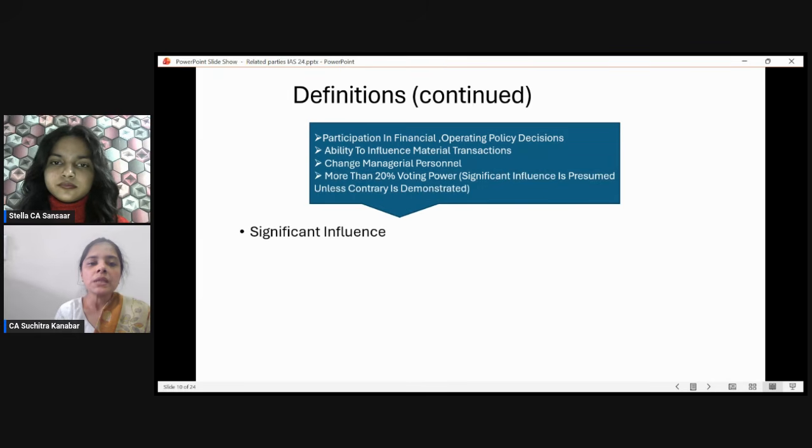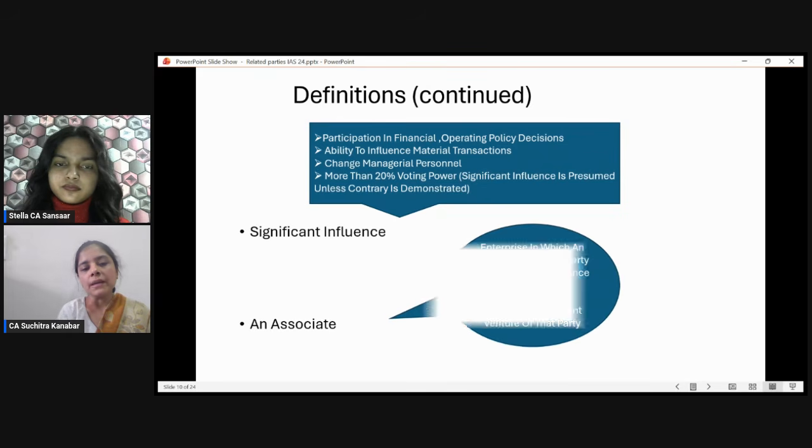Significant influence means that you have more than 20% voting power. It is presumed, unless the contrary is demonstrated, that you have the authority to change the managerial personnel, the ability to influence material transactions, or you can participate in financial and operating policy decisions. Then you have significant influence over the other party.